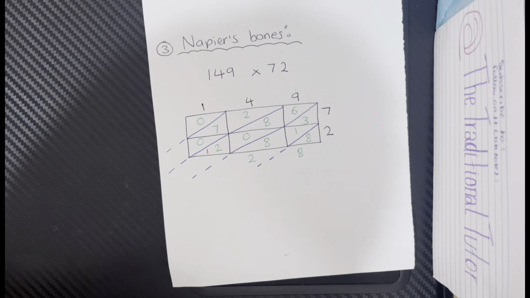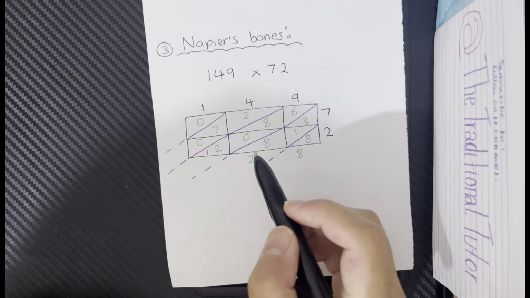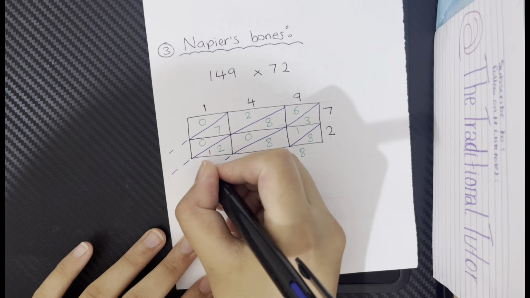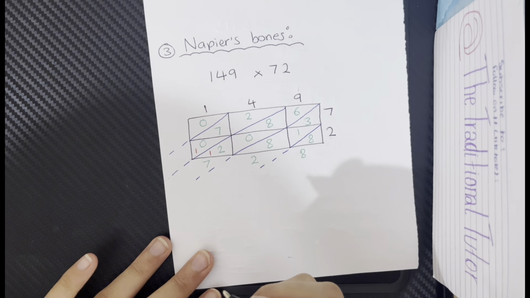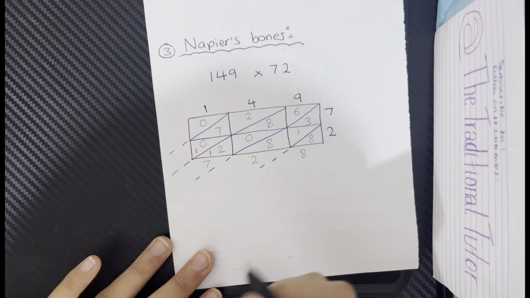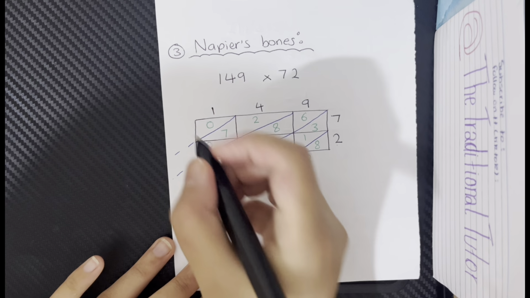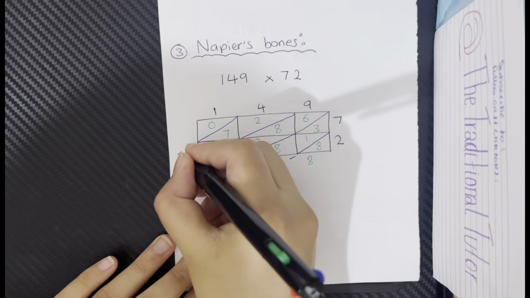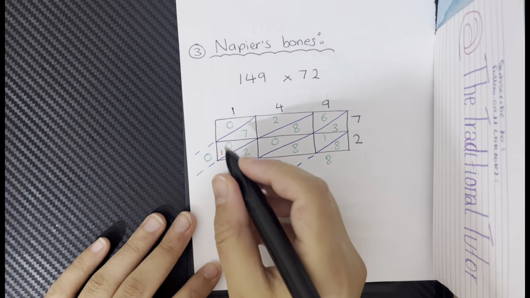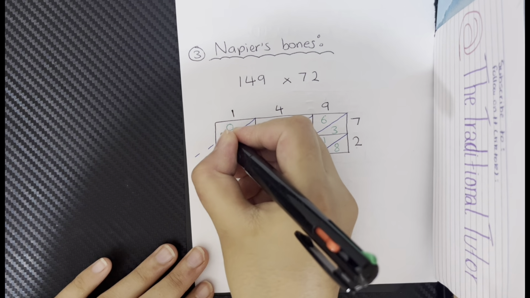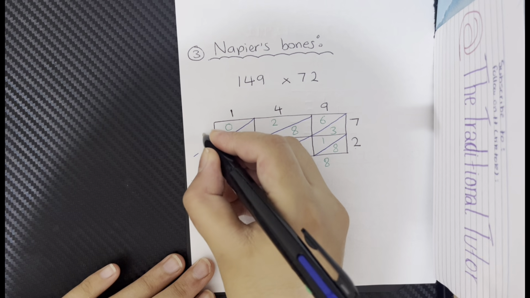And then I've got 6 plus 8 plus 2 plus the extra 1. So that gives me 17. So I need to remember to place my 7 here and carry the extra 1. Okay, and then lastly, I've got 7 plus 2 plus the extra 1. Okay, that gives me 10. So I'm going to place a 0 here, place a 0 there, and remember to carry my extra 1 over. Okay, so that leaves me in my final diagonal with just a 1.